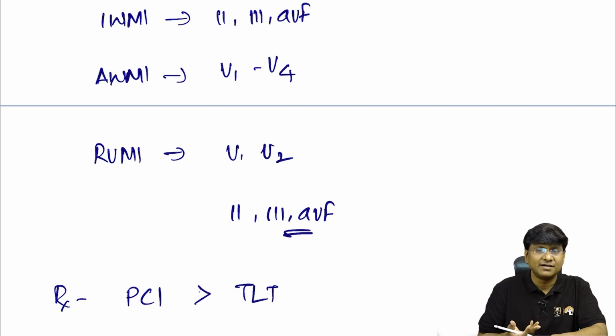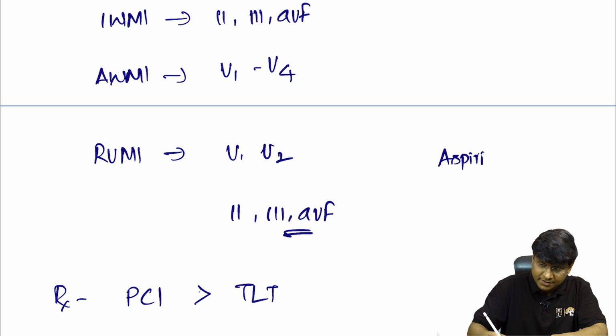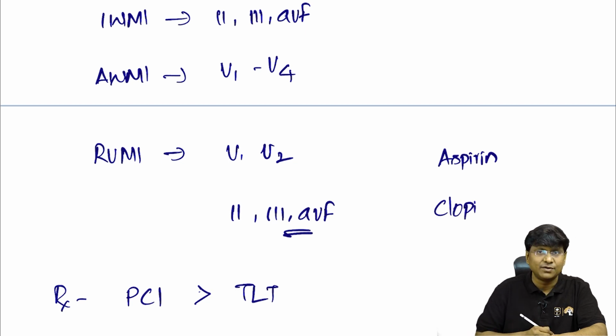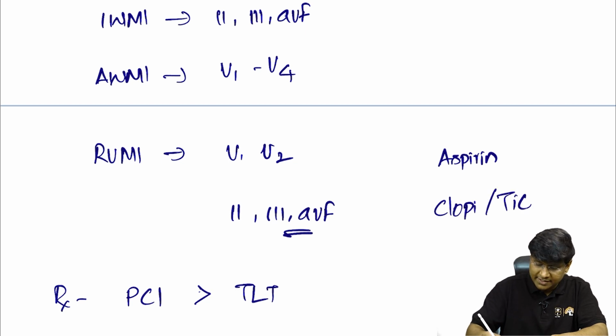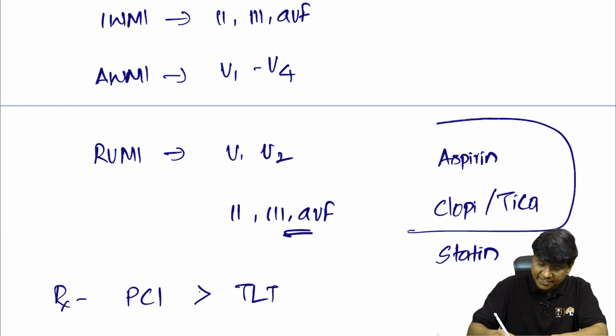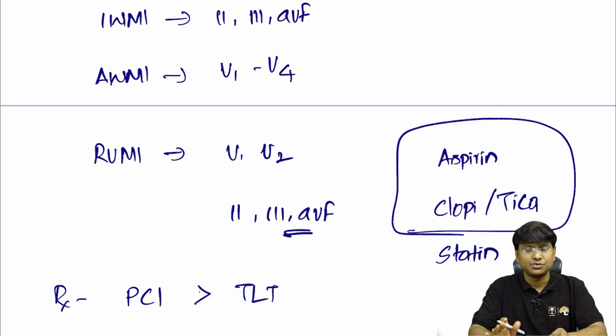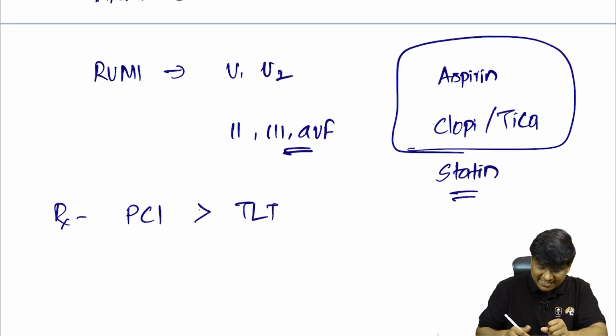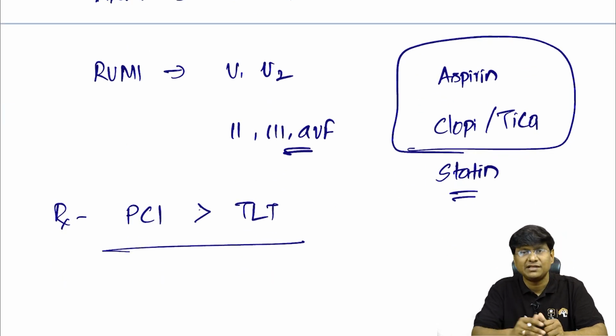But the first line drug that we give in the treatment of STEMI is aspirin, right? And next to aspirin, you need to give a dual antiplatelet drug. This dual antiplatelet drug includes either clopidogrel or ticagrelor, right? And another important drug is the statin. So DAPT, dual antiplatelet therapy, should be given, and along with that the statin has to be given, right? But the best method of revascularization is PCI, compared to thrombolytic therapy, right?